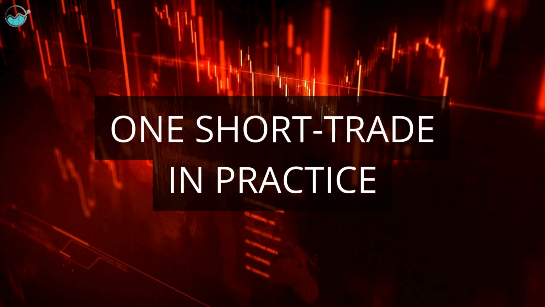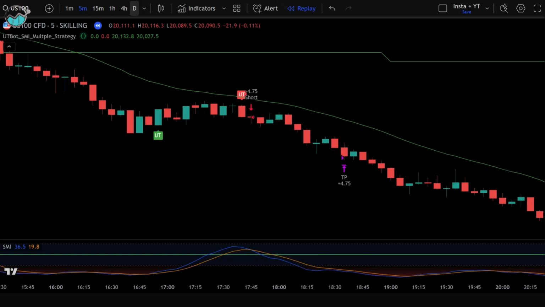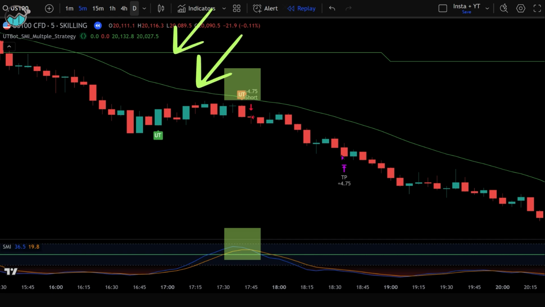One short trade in practice. A short signal is triggered when the price is below the UTbot trailing stop. At the same time, the stochastic momentum index crosses its signal line from top to bottom above the zero line. A clear signal from an overbought market situation with downside potential. In addition, both EMAs must be correctly aligned. The price must lie under both moving averages to clearly confirm the downtrend.